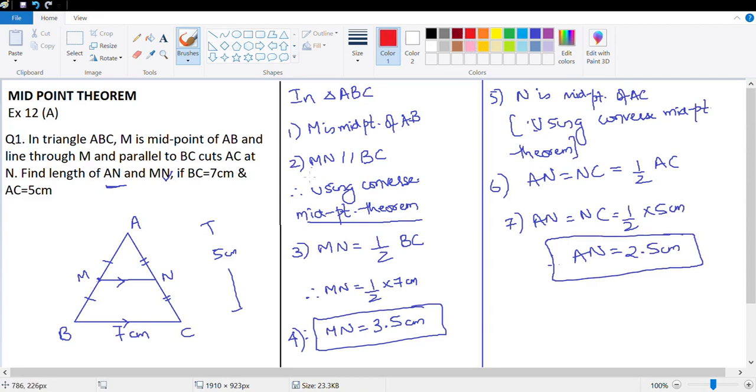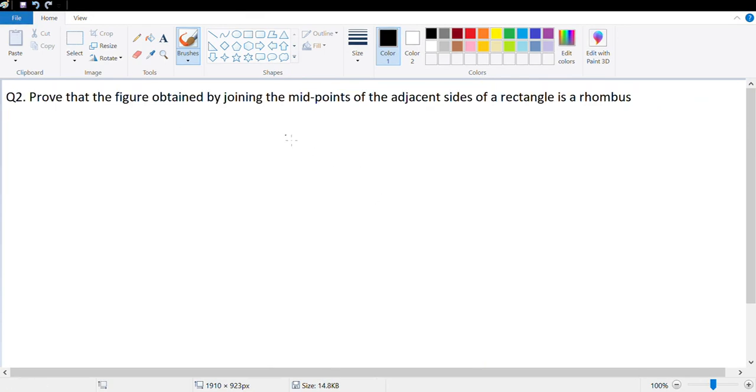So let's look at this again. One was given as midpoint and this was given as a line parallel to the third side. If such a thing is given, then the point on the other side will be the midpoint and MN will be half of the third side. Perfect. Let's look at the next question. The next question that we do is question number 2. Question number 2 says that prove that the figure obtained by joining the midpoints of the adjacent sides of a rectangle is a rhombus.